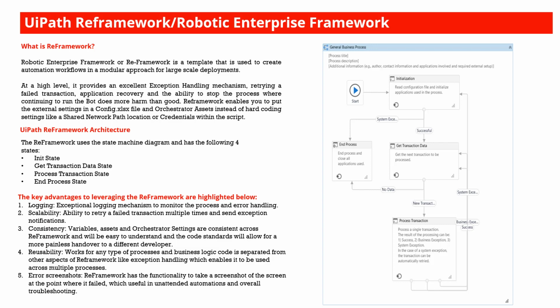The RE framework is nothing but a template designed by UiPath experts so that an automation workflow can work in a modular approach for large scale deployment. At a high level, it follows all the best practices of exception handling. It provides you a retry mechanism, application recovery, and the ability to stop a process when the bot is failing more than it's doing good.